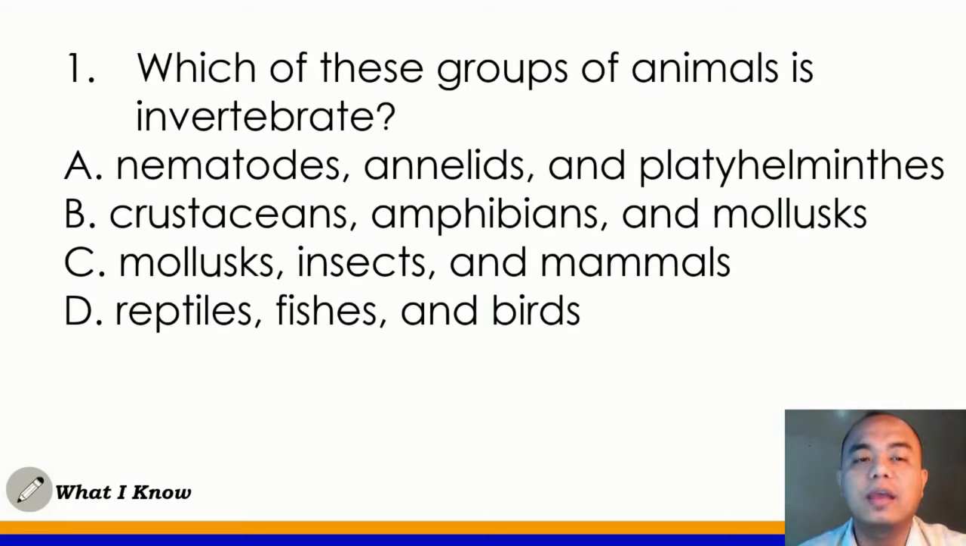Okay, number 1, what's the correct answer? Letter? What's your answer? It's letter A. Nematodes, annelids, and platyhelminthes are invertebrates. We will know later what this invertebrate is all about. I know you have an idea, because I have already said it last week about invertebrates. But we will discuss more about invertebrates this week.